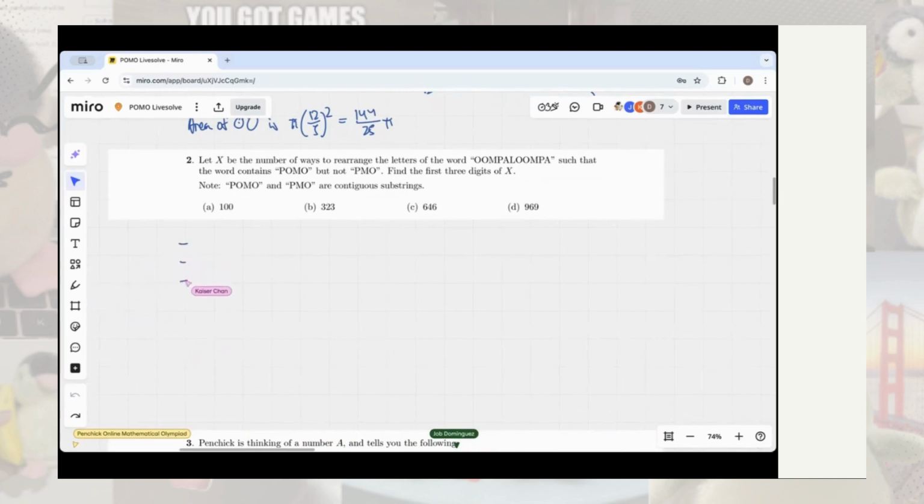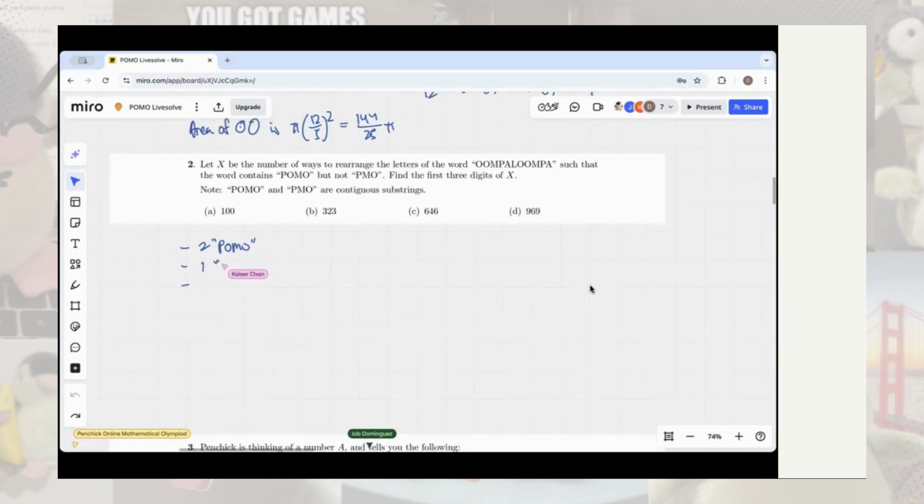After looking at the letters, you can see there's two P's, two M's, and four O's. So that could mean that you can have two POMOs. You can also have one POMO and one PMO. Make sure you see why. Or you can also have one POMO and zero PMOs.